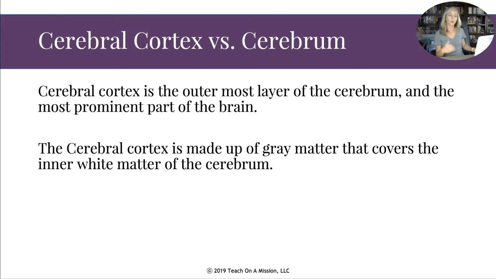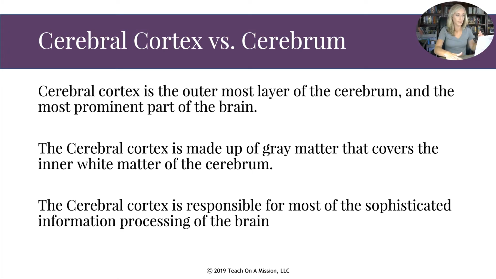So the cerebral cortex is made up of gray matter that covers the inner white matter of the cerebrum. The gray matter is seen as being more complex, more useful, able to do more things, if that makes sense. Whereas white matter is just kind of like filler, pretty sure. The cerebral cortex is responsible for most of the sophisticated information processing of the brain.